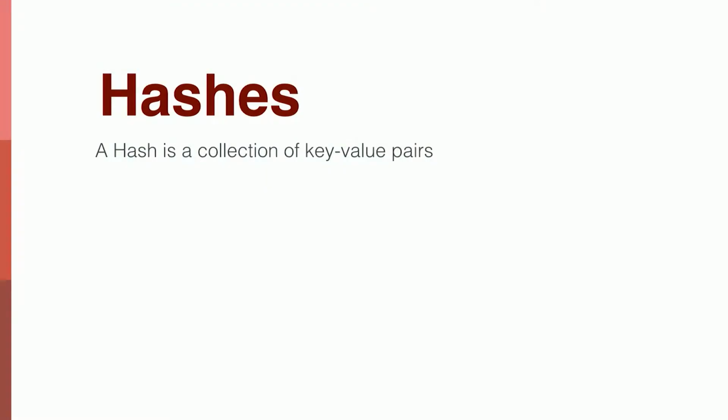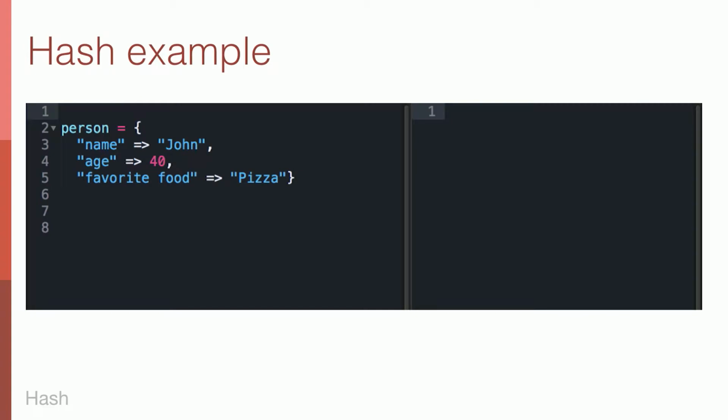Hashes. It's a collection of key value pairs, dictionaries in some other languages. Think of it almost like XML, right, where you've got keys and you've got values. So it looks something like this. We have a hash named person with some key values: key name, value John; key age, 40; favorite food, pizza. John is American, I think.